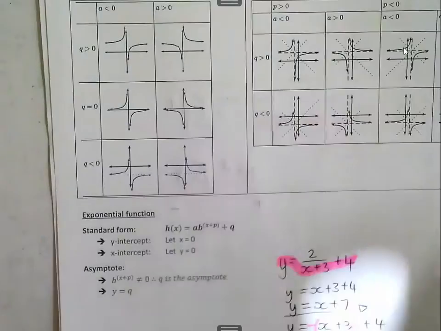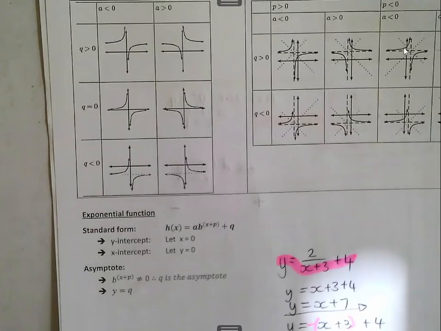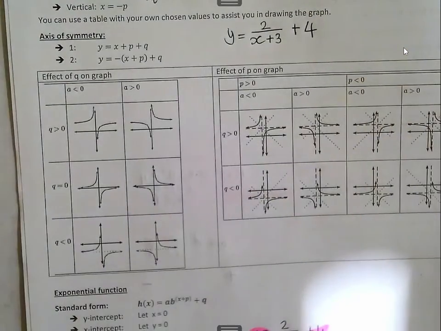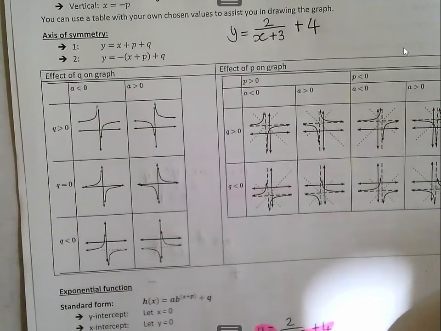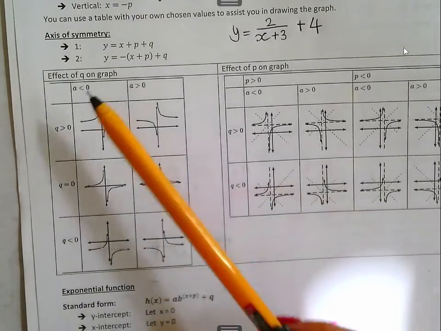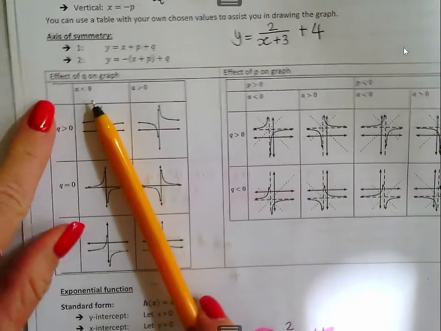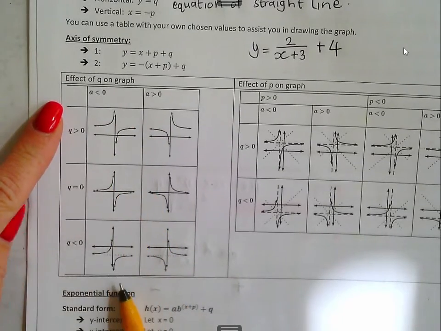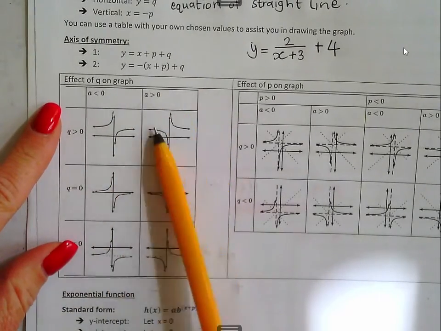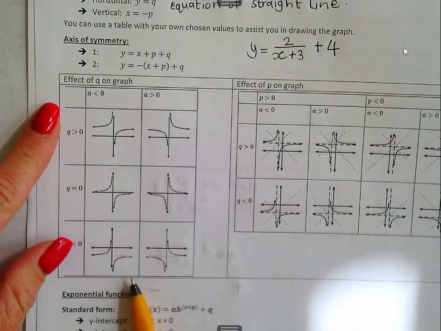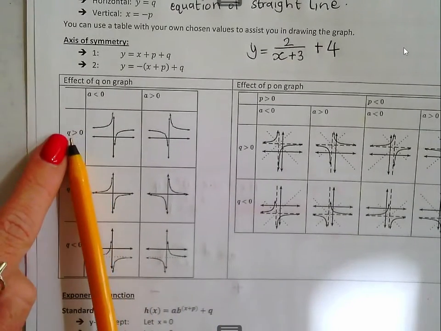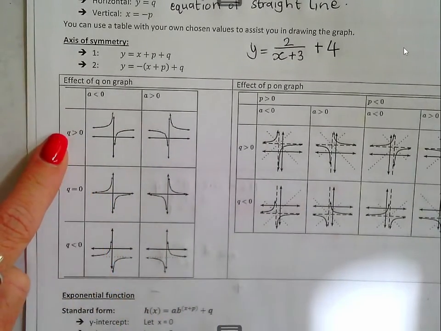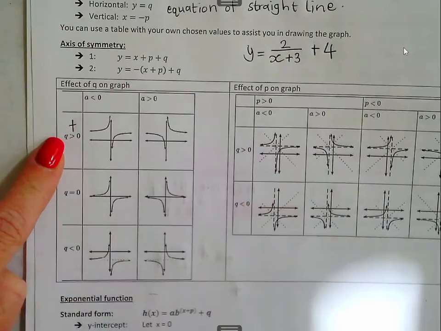You can go and have a look there at the graphs drawn for you so you can see what effect Q and A and P have on the graphs. So this is when A is negative, we spoke about this, then it's second and fourth. If A is positive, first and third. Okay. If Q is greater than zero, in other words, Q is a plus, it moves up.